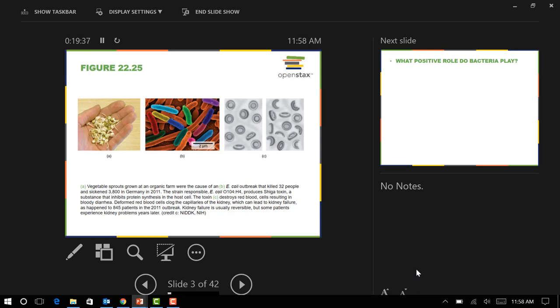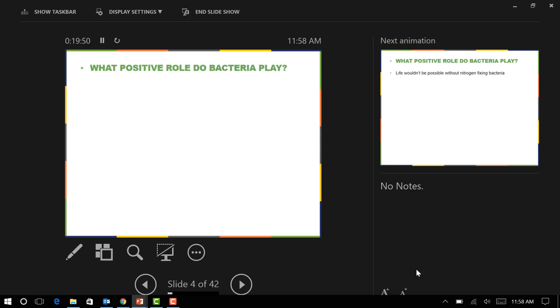All right, the last framing question from chapter 22. What positive role do bacteria play? And I mentioned this last time, life as we know it wouldn't be possible without nitrogen fixing bacteria. Basically, the entire nitrogen cycle, every step, if nitrogen is going to move from gaseous nitrogen to ammonia, you need bacteria. If it's going to move from ammonia to nitrate, nitrate to nitrite, nitrite back to atmospheric nitrogen, bacteria are responsible for all of that. Okay, so nitrogen cycle doesn't work without bacteria. If the nitrogen cycle doesn't work, you don't have nitrogen to build your biomolecules, you don't live, right? So what positive role do bacteria play? I mean, they make life possible.